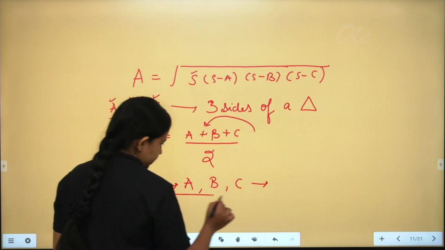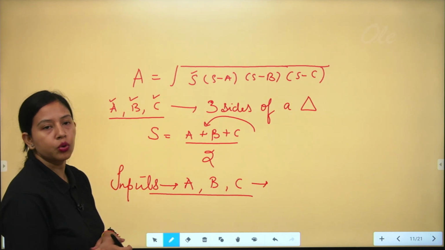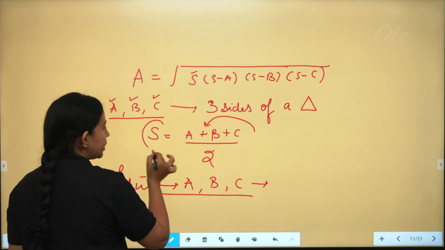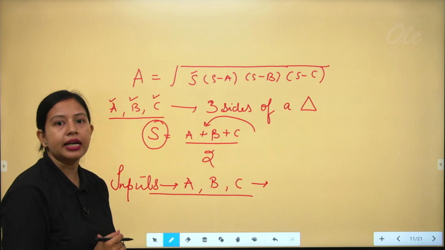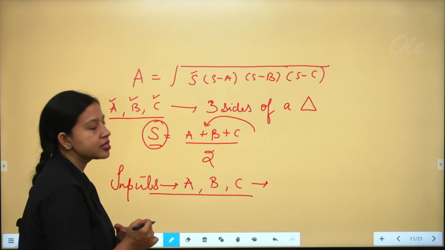After getting the sides, what do we need to do? Do we simply calculate the area? No. What we have to do is find the semi perimeter, that is your S over here. So this S, how are we going to find it out?